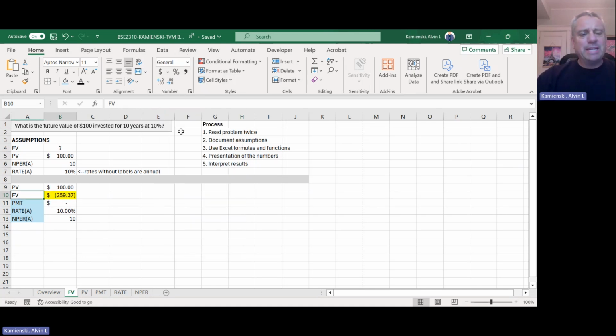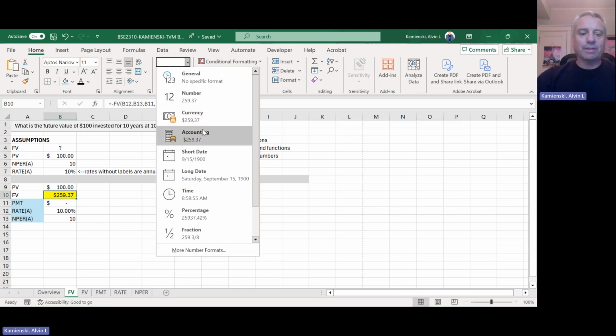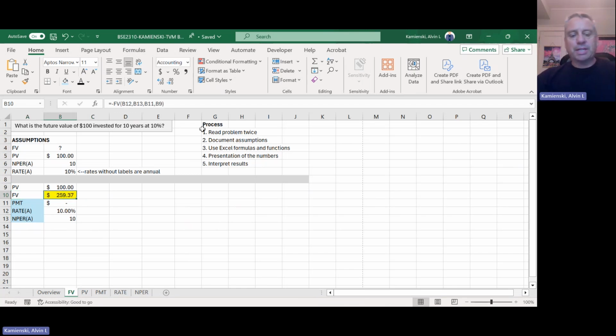But look at this here. It gave me a negative number, which doesn't make a ton of sense to me, which is now on to point 4, the presentation of the numbers. If this is how I wanted to present this question by saying, what does $100 grow into in 10 years at 10%? One of the ways I could overcome that is just by putting my cursor in front of the F in FV and hitting a minus sign there and then hitting enter. Notice it's still in currency, so let's go back and make it accounting again.